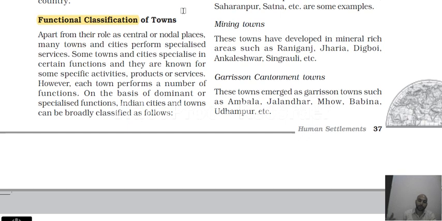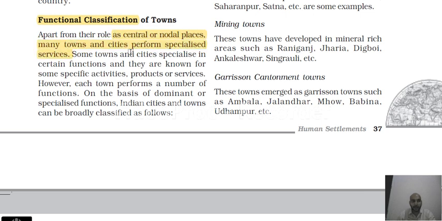So this was about the classification on the basis of population size. But now the next topic is the functional basis. Functional basis means that a town has a central nodal place, or many towns have certain specialized services.